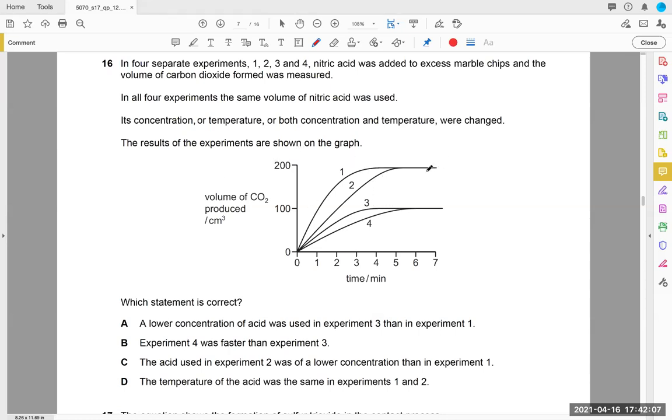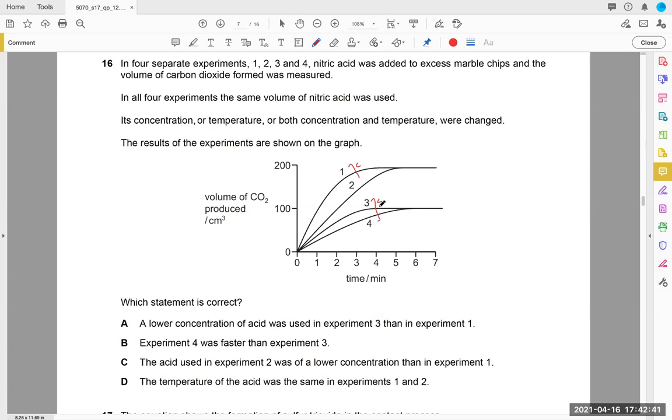1 and 2 are producing the same amount, so 1 and 2 have the same concentration. And 3 and 4 are also producing the same amount, so they also have the same concentration. So 3 and 4 की concentration same है, or 1 and 2 की concentration same है. But 1 is faster because it is possible कि 1 की amount ज़्यादा थी compared to nitric. Sorry, amount ज़्यादा नहीं हो सकती. Maybe the temperature was higher. ठीक है? And same for 3, that 3 and 4 had the same concentration, but maybe 3 was happening at a higher temperature.